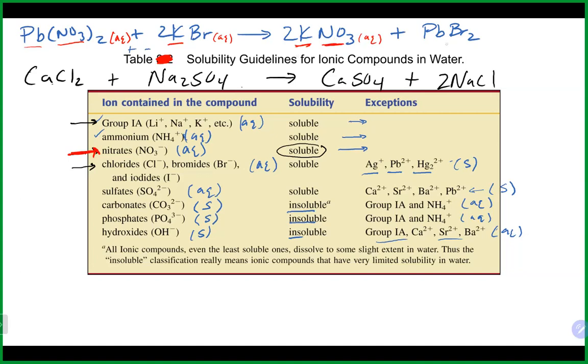And lastly here, I see lead, but I see Br. So Br would be here, which is soluble in everything except for silver, lead, and mercury. And that is lead there. So instead of being soluble, that's going to be insoluble. And that would be the solid that would form in this particular case. Yeah. Any questions on that there?